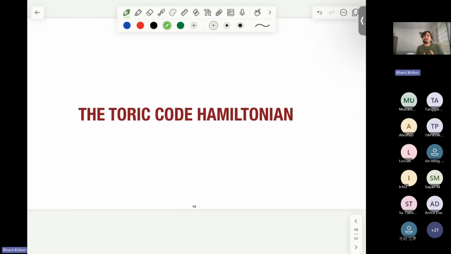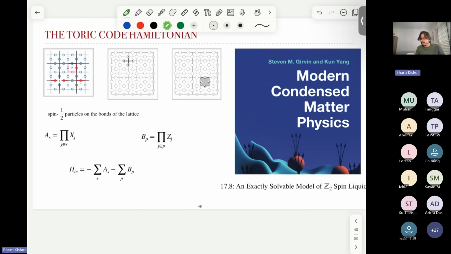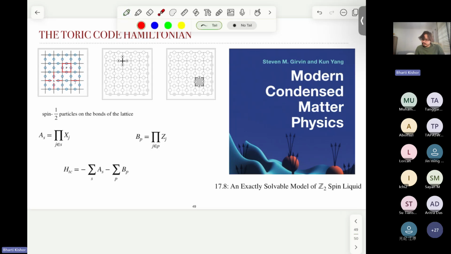There are details to it, like the decoding and so on, that I will not be able to cover today. But I think we are towards the end. The final thing I would like to mention is that there's a rich connection of all these objects with condensed matter physics, and you should look at this very nice textbook, chapter 17.8, on spin liquids and so on.